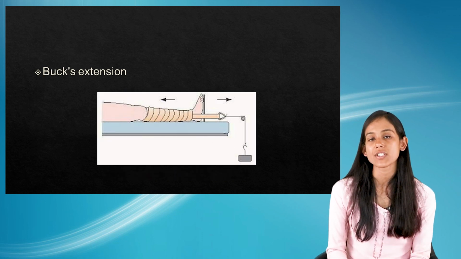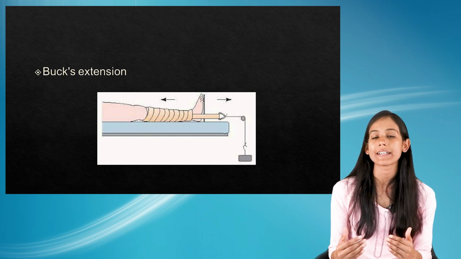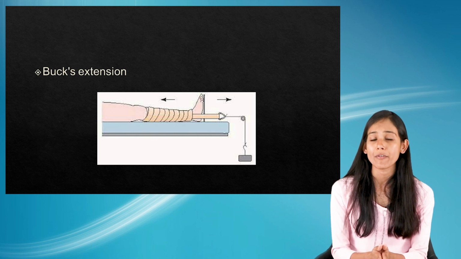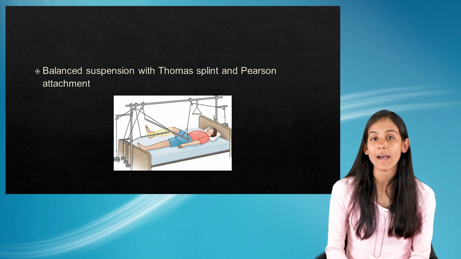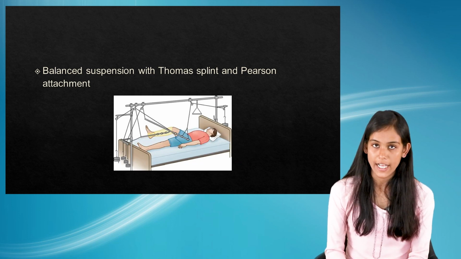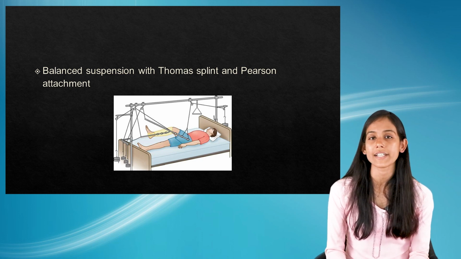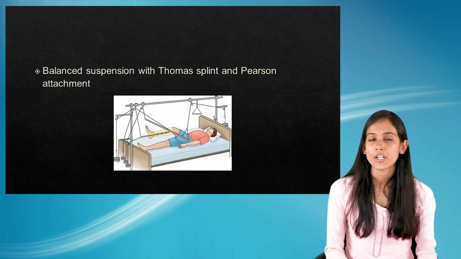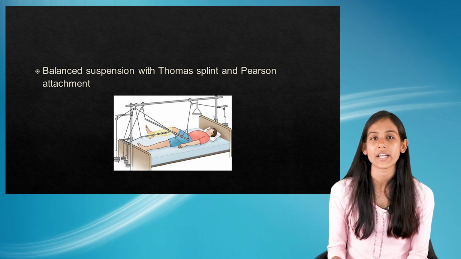Next is Buck's extension. Buck's extension is used to prevent knee and hip contractures, and also if we want to immobilize a part temporarily. And then we have balanced suspension with Thomas splint and Pearson attachment. This is used in older children and adolescents in case of femur fractures, to provide support to the fractured part or the lower extremities.